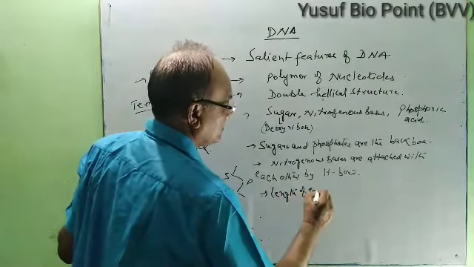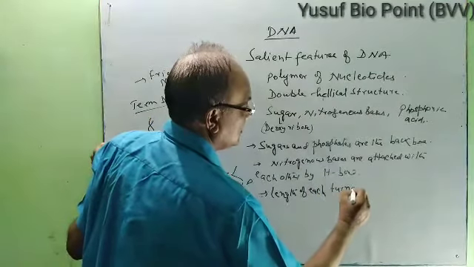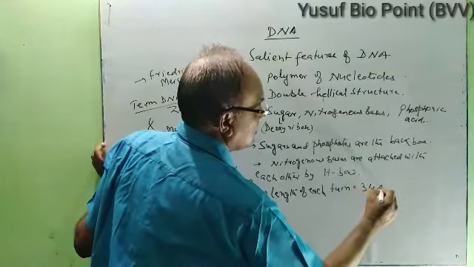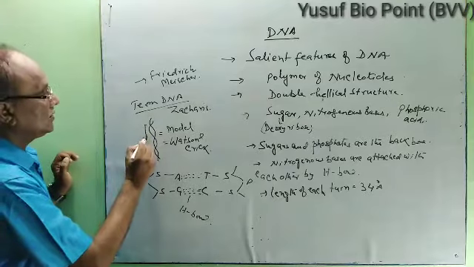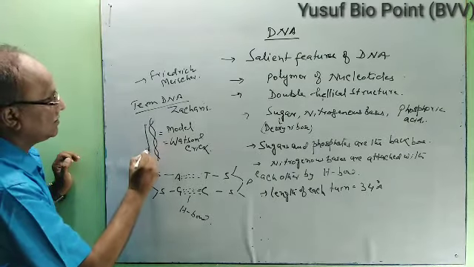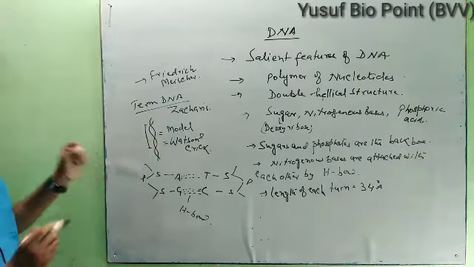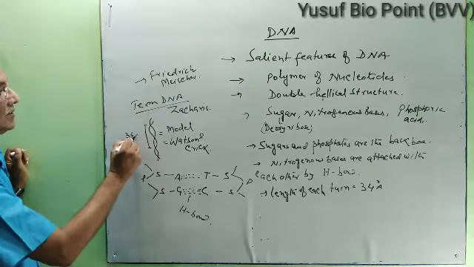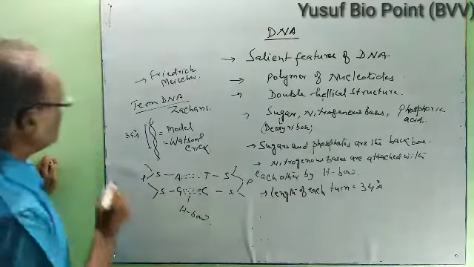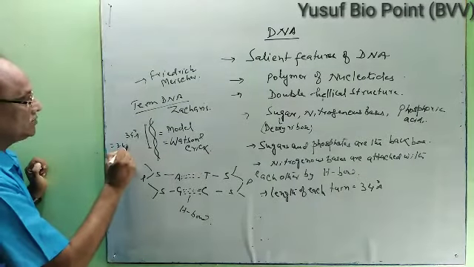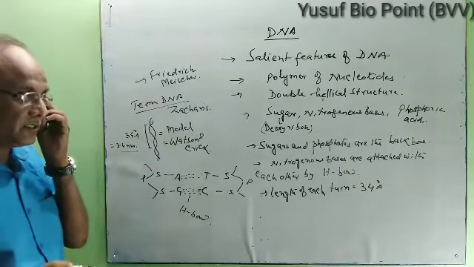The length of each turn is 34 angstrom. This is a complete turn from this point to this point. Its length is 34 angstrom. Understand? Or you may also say 3.4 nanometer. That is 3.4 nanometer.